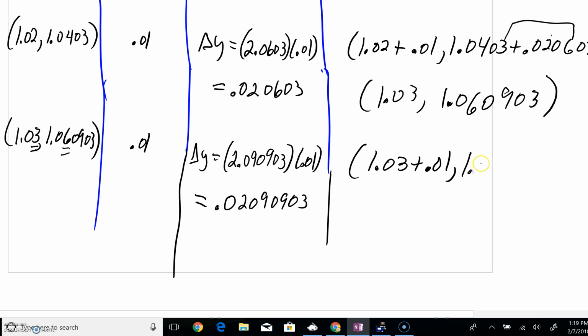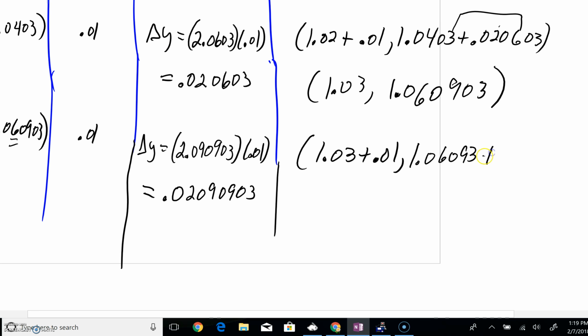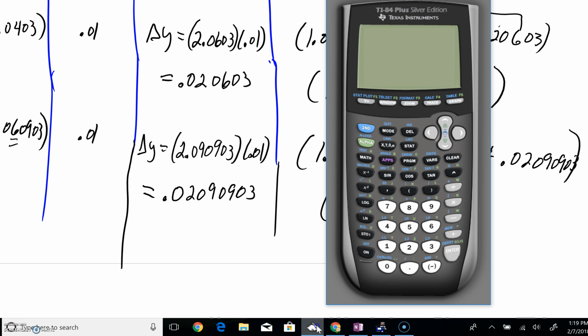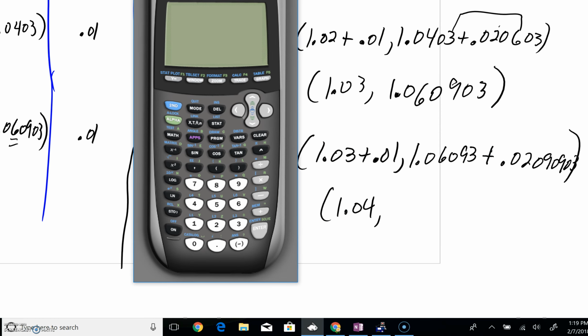And then we've got our 1.06093 plus 0.02090903. Maybe at this point you'd feel more comfortable breaking out that calculator, and that's perfectly okay. There will be some differential equations where the numbers aren't as easy to type in, and that's okay. It's definitely okay to have your calculator out here. We went a long way without it.